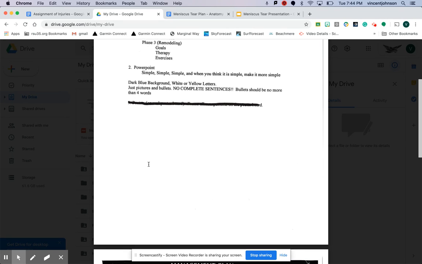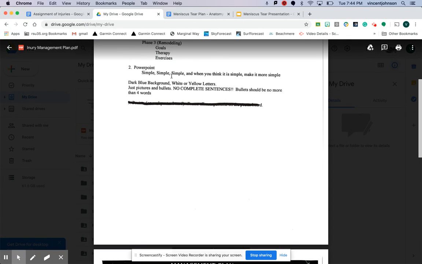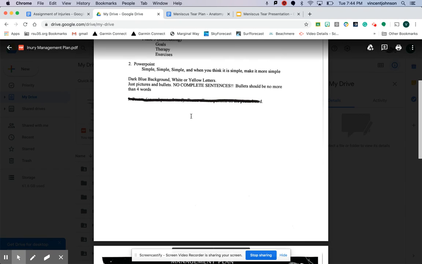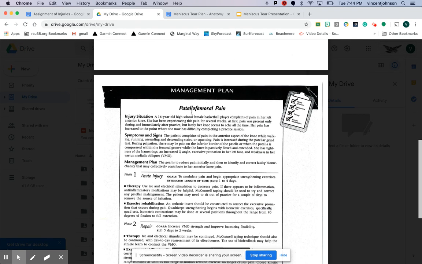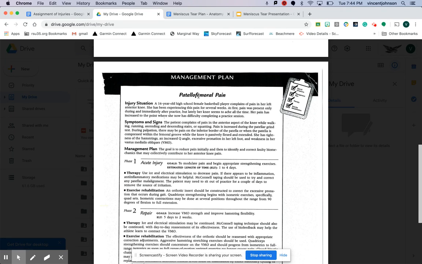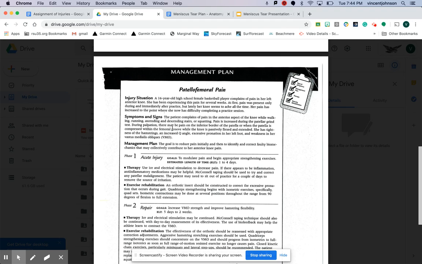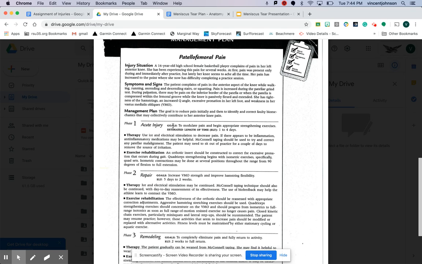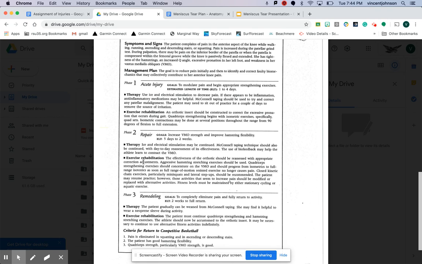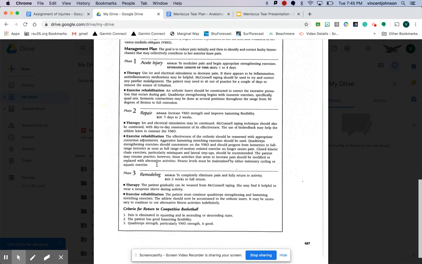Then what you're going to do is you're going to build a PowerPoint, super, super simple, no real words, a lot of visuals. So basically what you're doing is you're taking your paper and making a visual of it. I gave you an exemplar of what the paper should look like. So this is the format, title of the injury, the situation, type that out, signs and symptoms, paragraph form, and then you break it down into the 3 phases: the goals, estimated time, therapies, exercises. And you just repeat that process through phase 2 and 3.